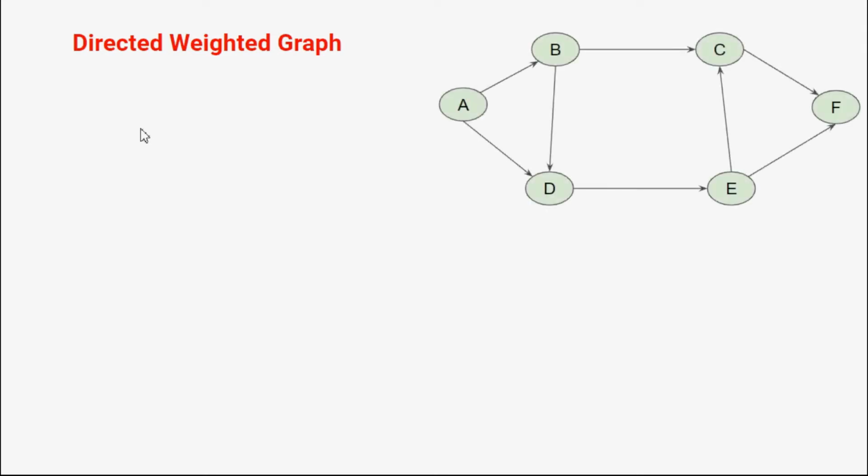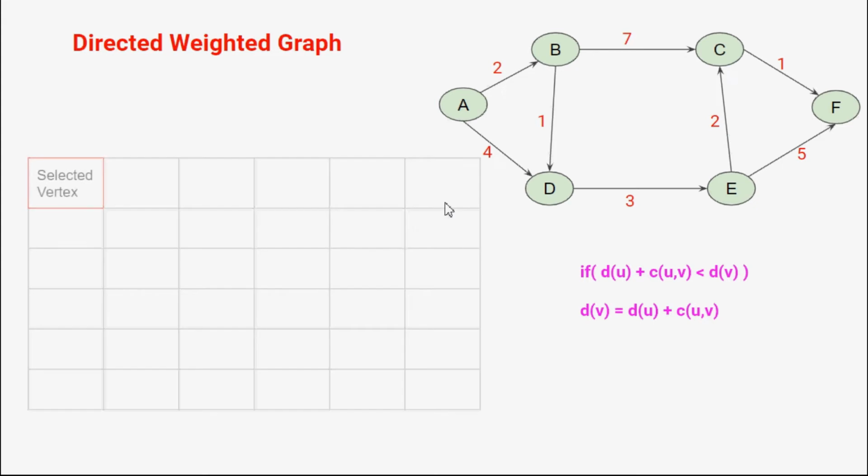Okay, since I'm saying directed, we are going to have directions in our graph. Now we are also saying this is a weighted graph, so every edge is going to contain some weight. Now let's understand how we are going to deal with this problem. First of all, I'll let you know about this formula later. First, let's understand we are going to make a table. In this table, we are going to have n minus 1 vertices.